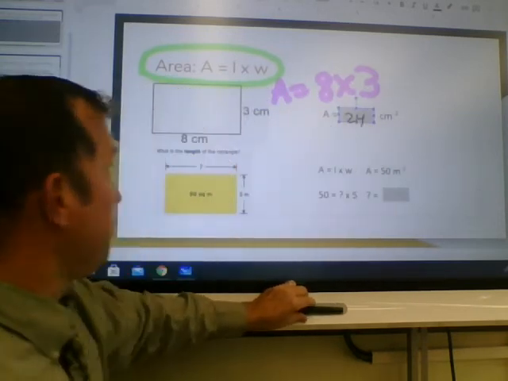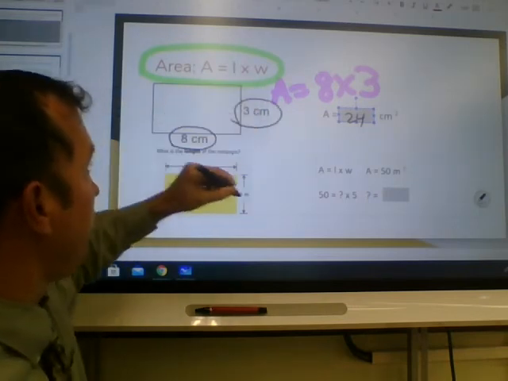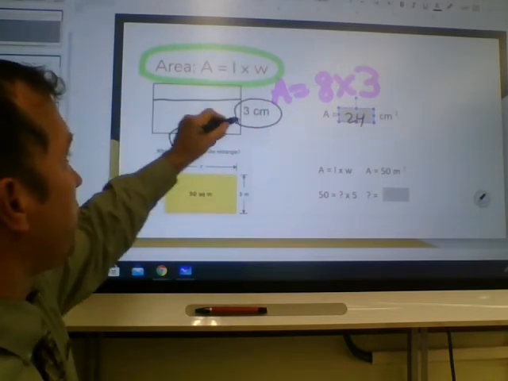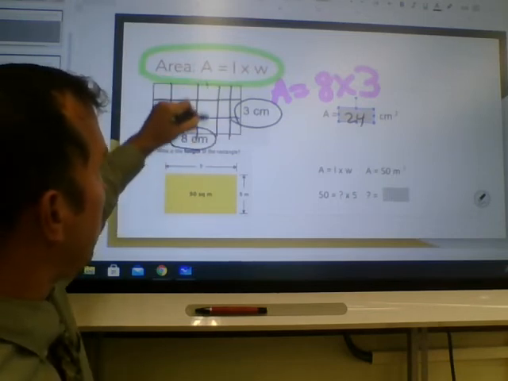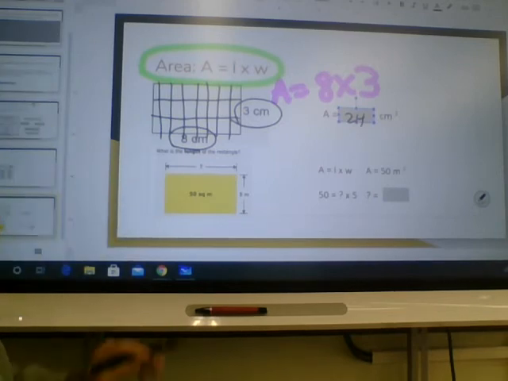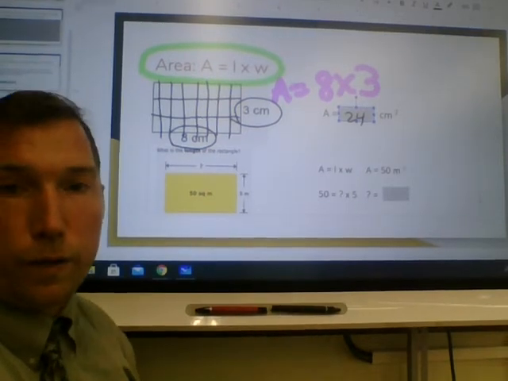Okay, because that's just 8 times 3, so you take this number, you times it by that number. I know probably last year you learned it kind of this way, where you do 3 blocks that way. And if I was to sit there and count them all up, I made 8 rows this way, 3 rows that way, there would be a total of 24 of them. Okay, and then I'll show you the next one in a minute.